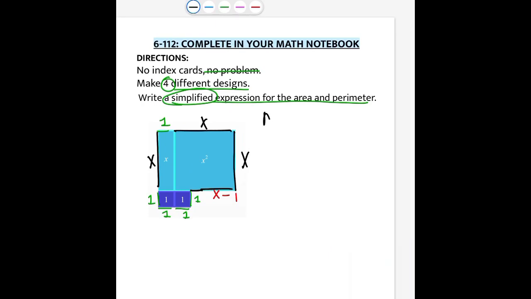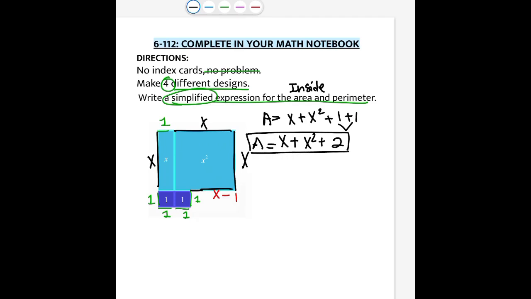So let's start with the area. Area is the inside. So everything on the inside, that's x plus x squared plus 1 plus 1. And it says to simplify it. So I can put these 2 together. I cannot put these 2 together because they don't have the same exponent. So leave them alone and just copy them back down. And that is my final answer for area.